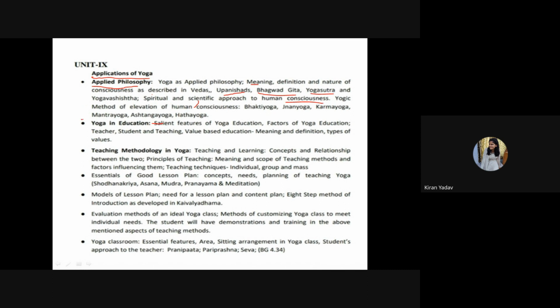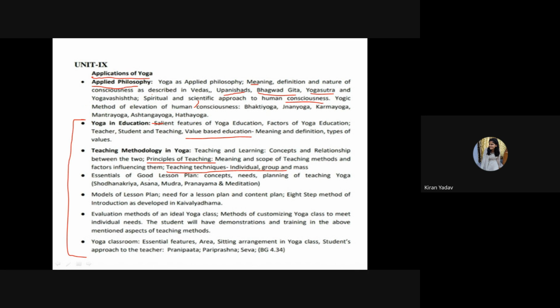Then the next which we are covering is this part. Yoga in education, features of yoga education, factors of yoga education, teacher, student, and teaching, value-based education. This we will cover tomorrow. Meaning and definition, types of values, and teaching methodology in yoga, teaching and learning, concepts and relationship between the two, principles of teaching, meaning and scope of teaching methods and factors influencing them, teaching techniques, individual, group and mass. We have covered all this.